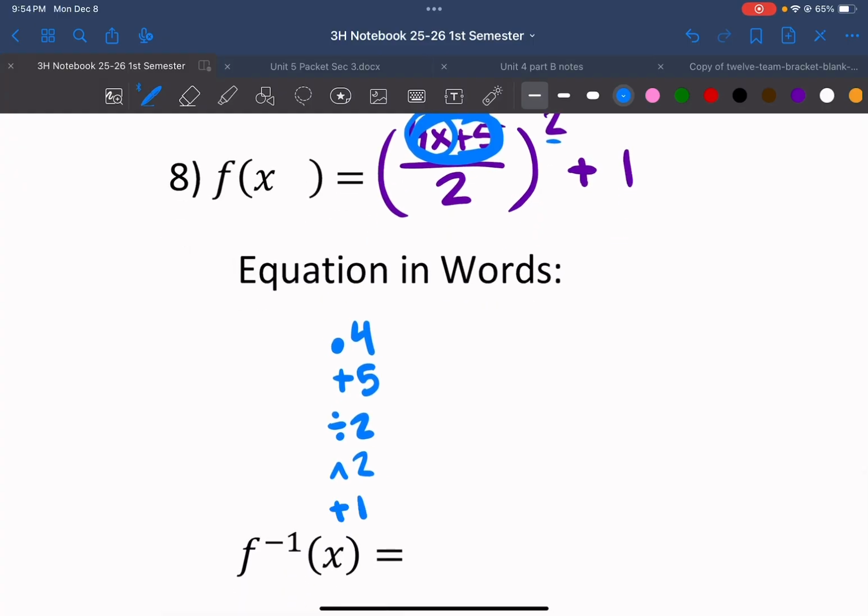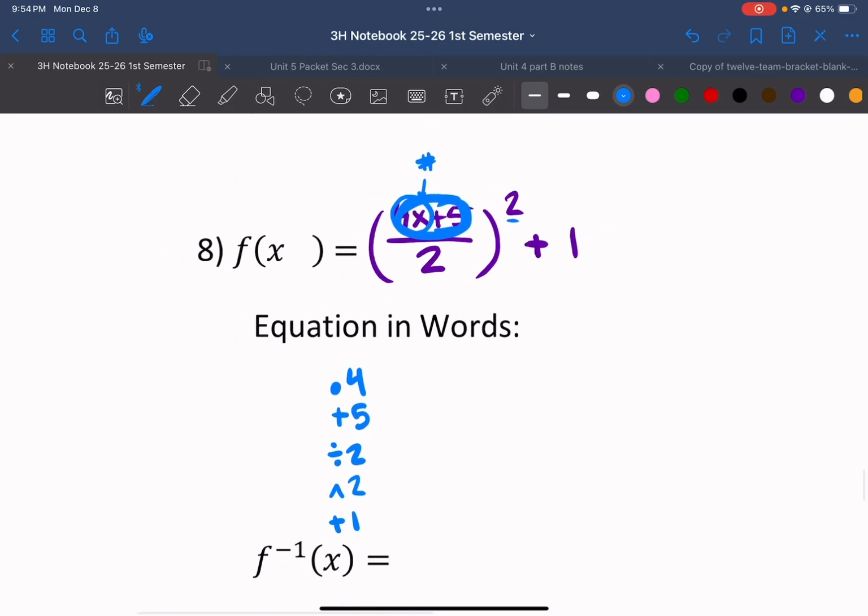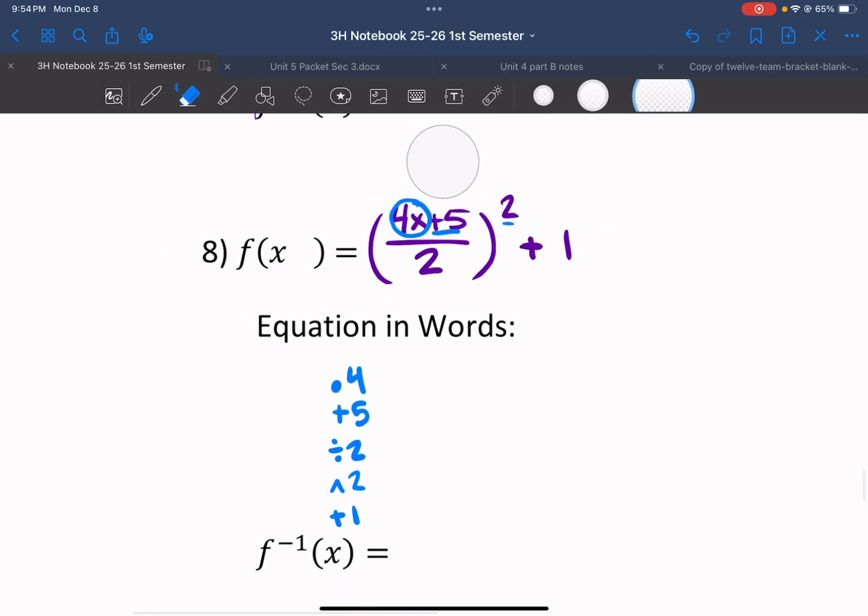Okay, that's my list. There are 5 different operations occurring in this question. Whoa. 5 different operations happening in this equation. And I just wrote them in order of operations.